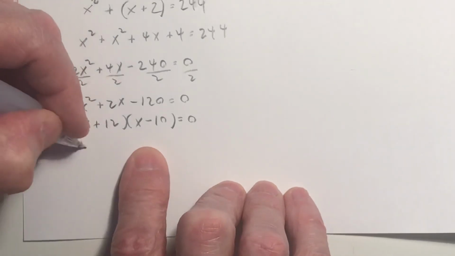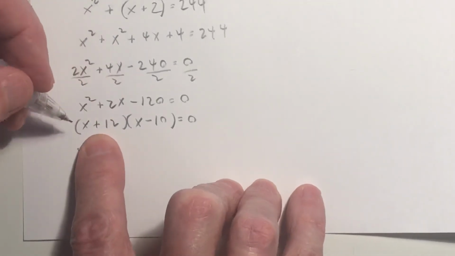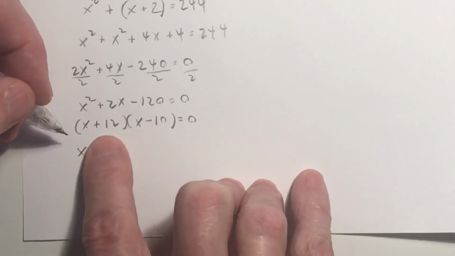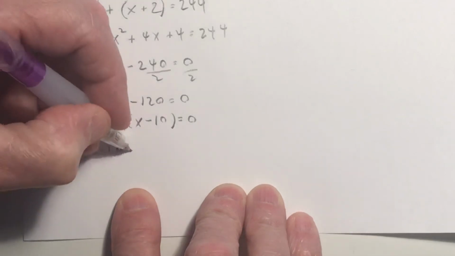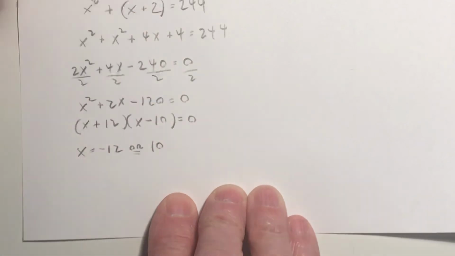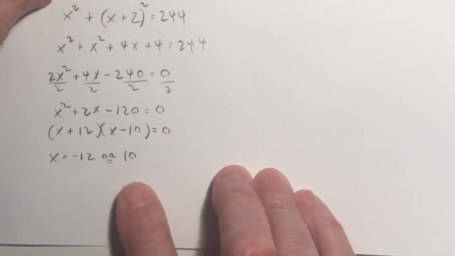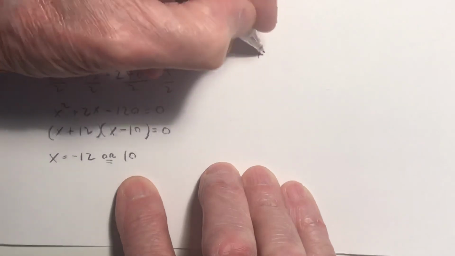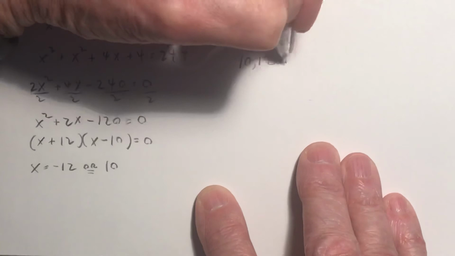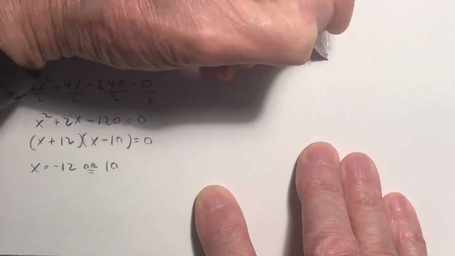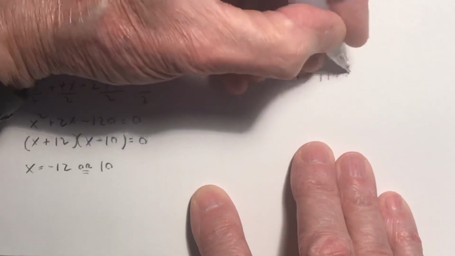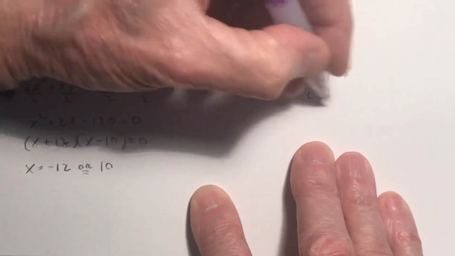So when does this equal 0? Again, we have something times something equals 0. So we want to know, when does each thing equal 0? This equals 0 when x equals negative 12. This equals 0 when x equals positive 10. And using the 10, the numbers would be 10 and 12. Notice that squaring those would give you 100 plus 144 equals 244.